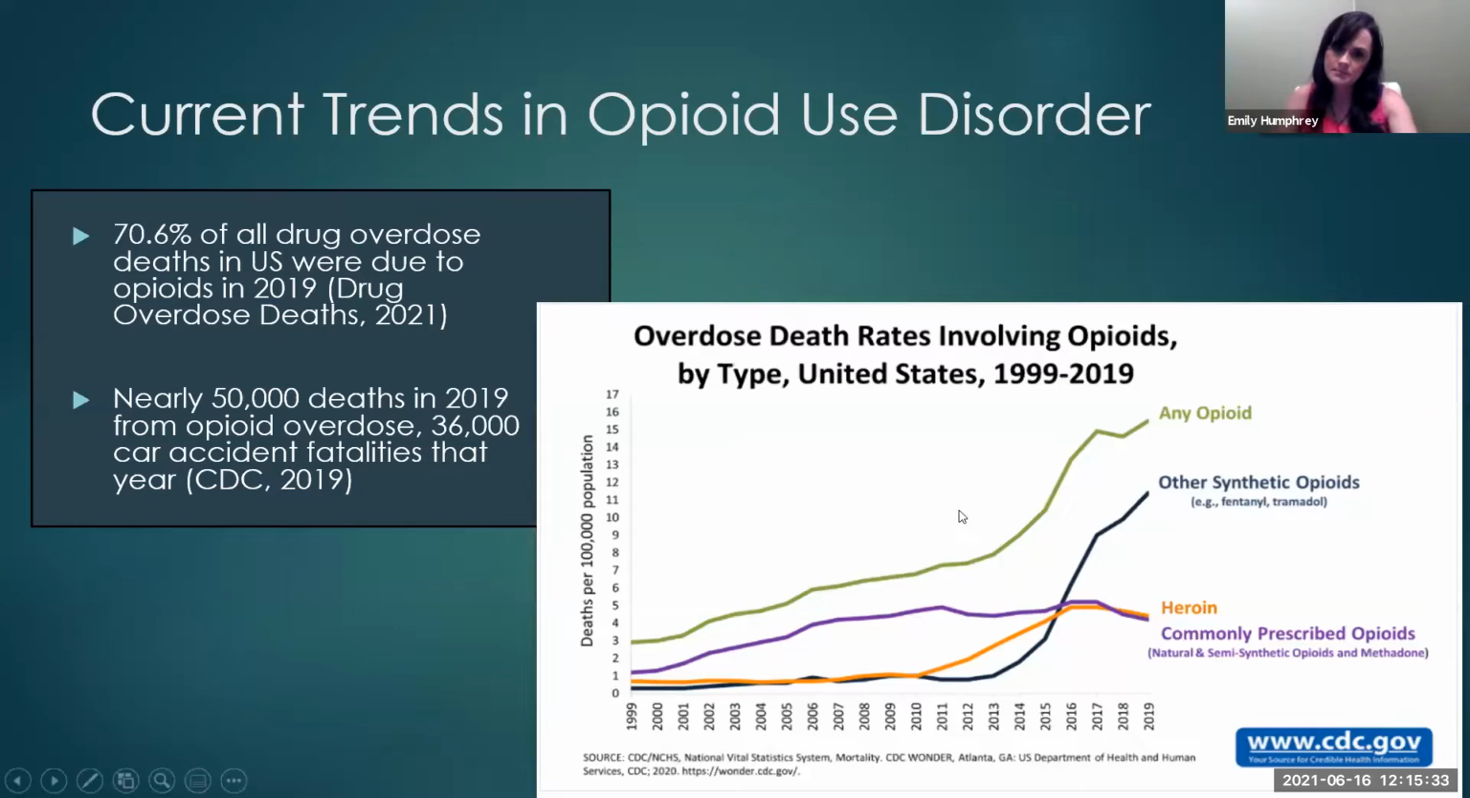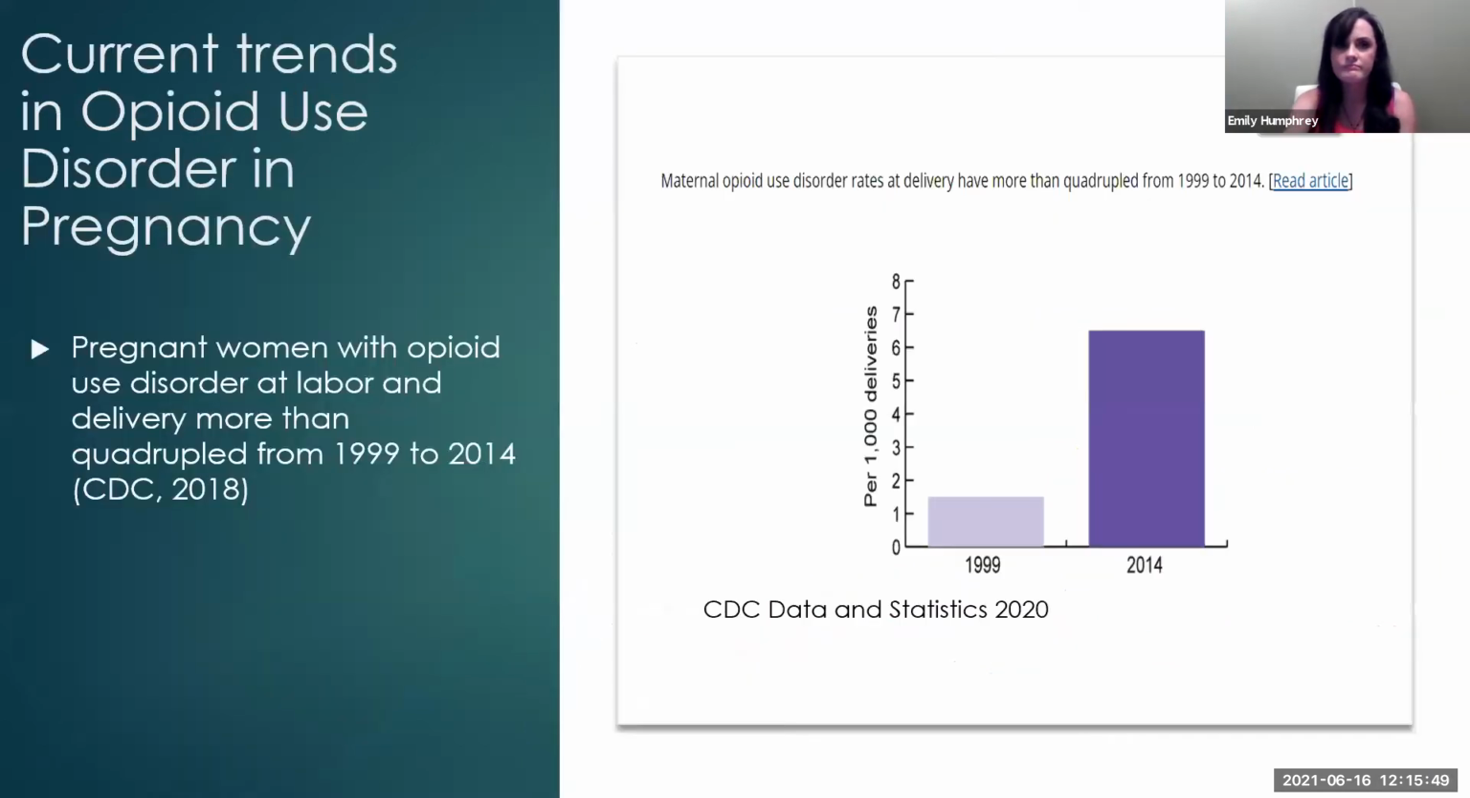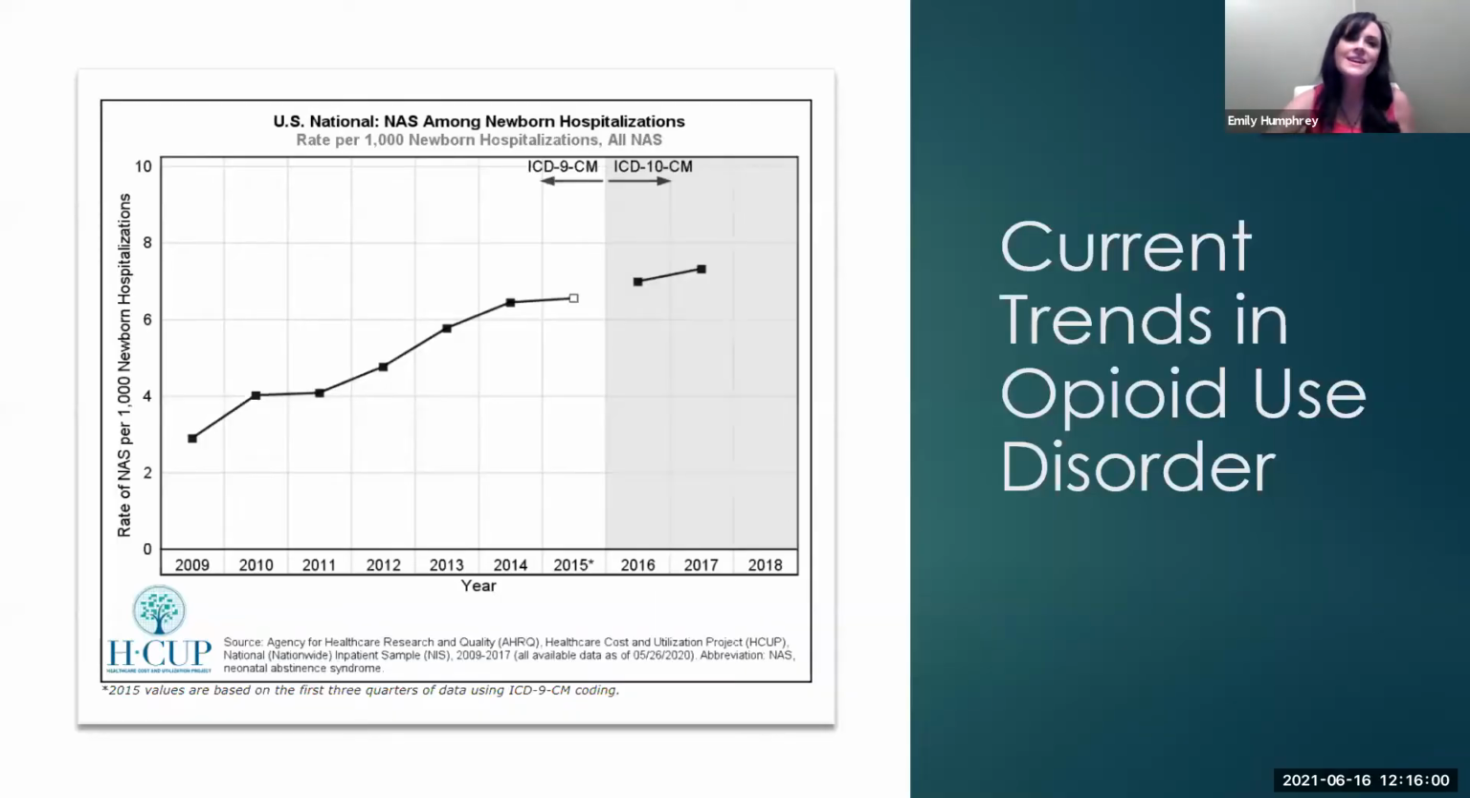This graph is showing types of opioids. As you can see, as we've decreased our prescribing of opioids, good, right? Heroin is also decreasing, but it's decreasing because fentanyl has become more readily accessible and it is much more deadly. How does this compare to pregnancy? It's the same. It's estimated that it's quadrupled from 1999 to 2014. And of course, neonatal abstinence syndrome has followed suit.